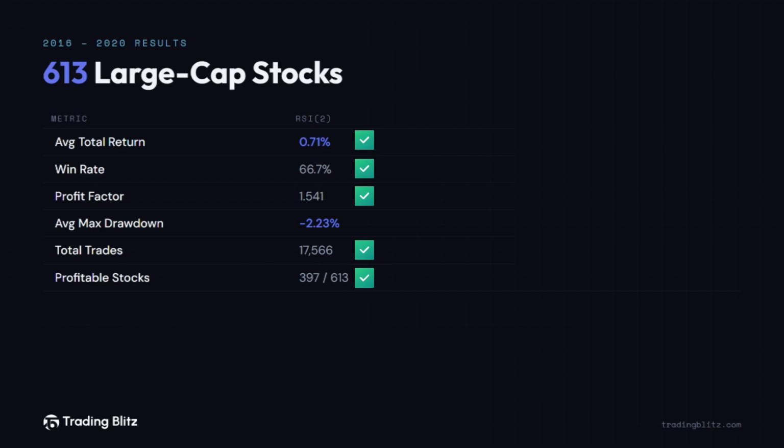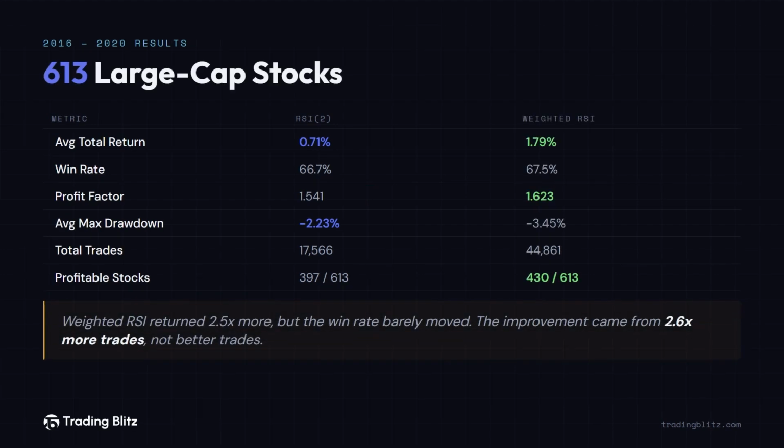So now let's look at the modified version, the weighted RSI. The average total return came in at 1.79% per stock. That's 2.5 times what the standard RSI produced on the same stocks during the same period. The win rate was slightly better at 67.5%, less than 1 percentage point improvement. Profit factor came in at 1.62, which is also modestly better than the standard RSI's at 1.54.